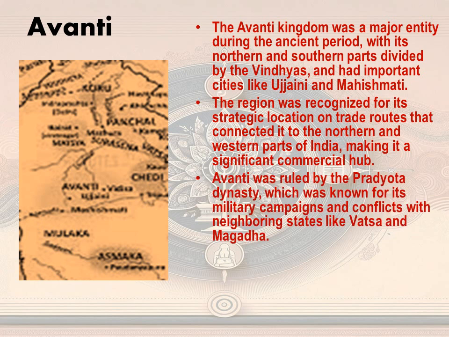Avanti was ruled by the Pradyuta dynasty, which was known for its military campaigns and conflicts with neighboring states like Vatsa and Magadha. So King Pradyuta was a very influential character in those times, who fought different wars with neighboring states like Vatsa and Magadha. And Avanti during the ancient period had such power that it could challenge the might of all the other 16 Mahajanapadas. But with the passage of time, it lost its power.